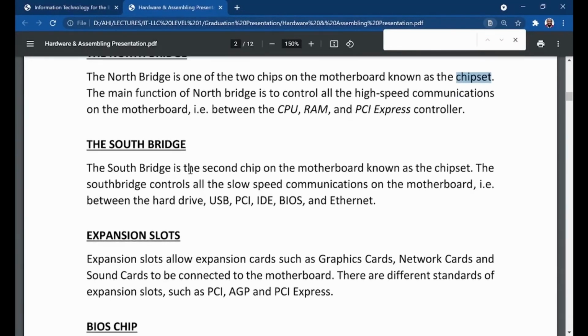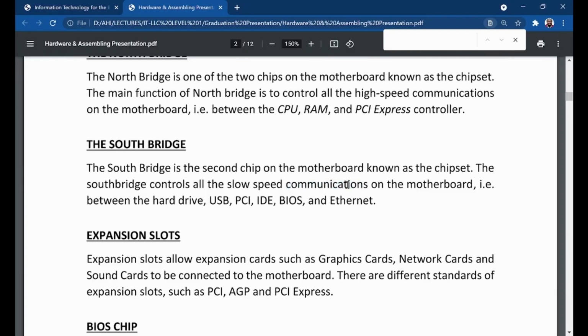Let's read a little bit about the south bridge. The south bridge is the second chip on the motherboard known as the what? Chipset. The south bridge controls all the slow speed communications on the motherboard. That is between the hard drive, USB, PCI, IDE, BIOS, Ethernet, and so on. So all the other components, their communications are controlled by the south bridge.